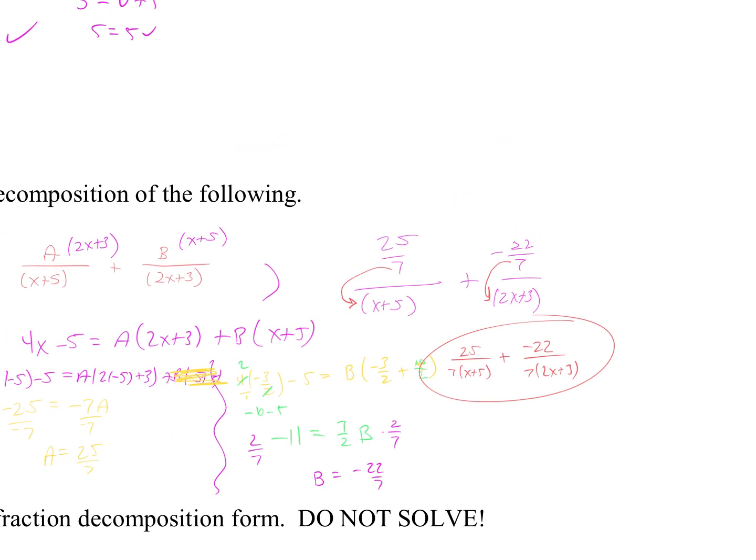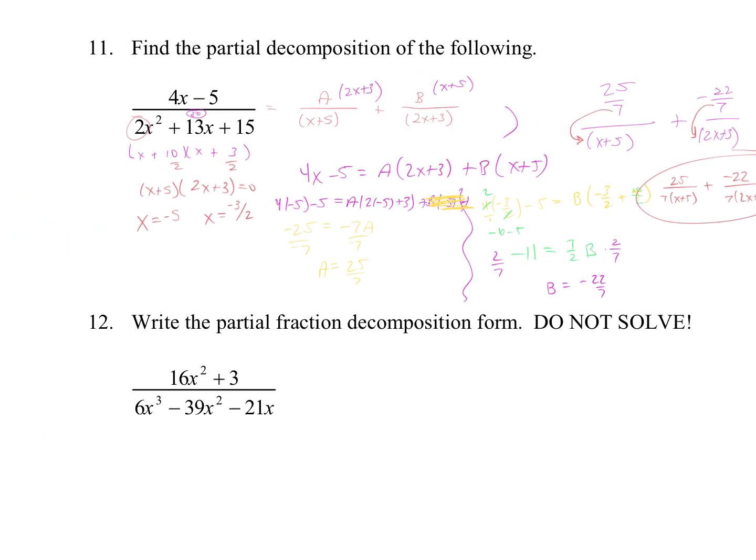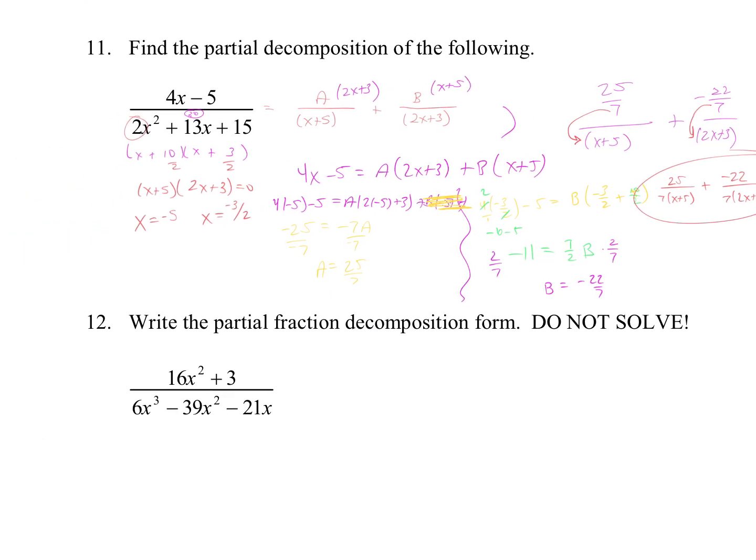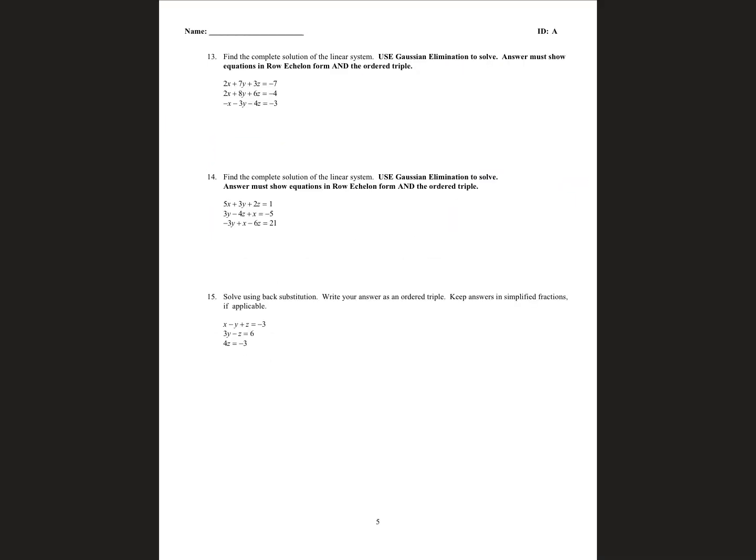So for the next one, you would do the same thing. You would factor the bottom and set it up. You just don't have to solve it. So factor the bottom. How many different denominators are you going to have on the bottom one for 12? 3. Good. Good, good, good. All right, moving along.